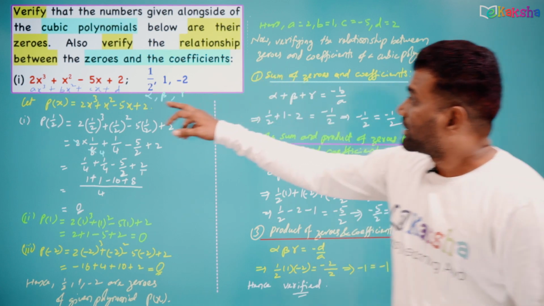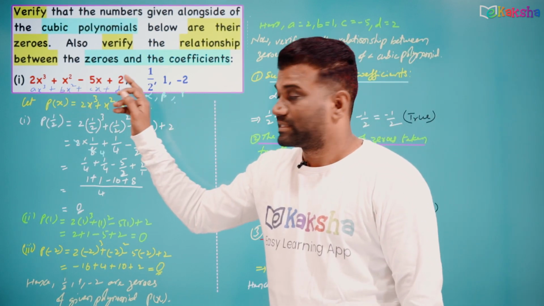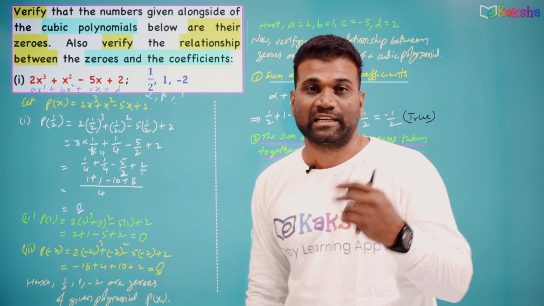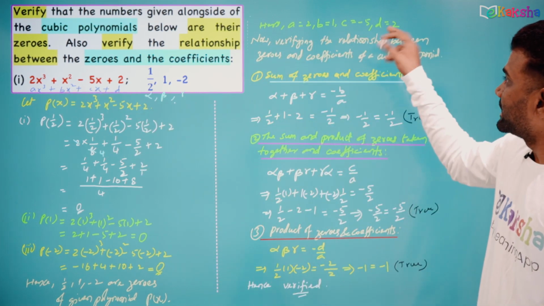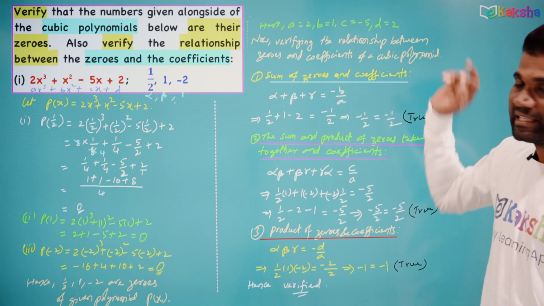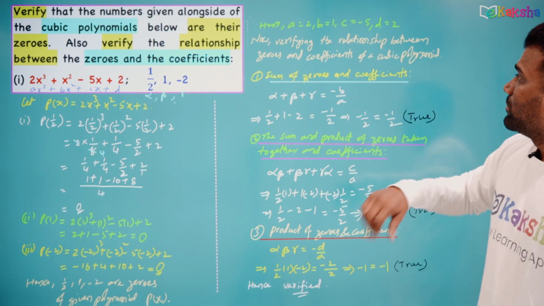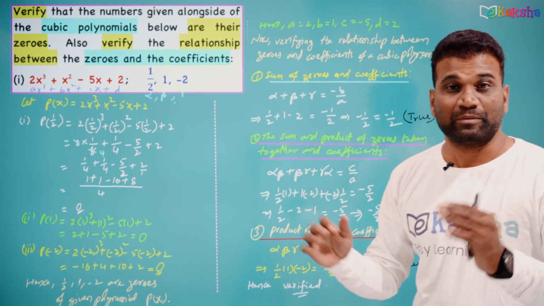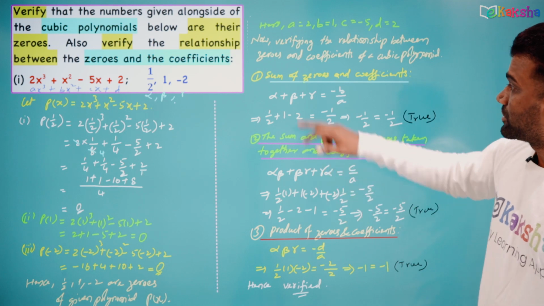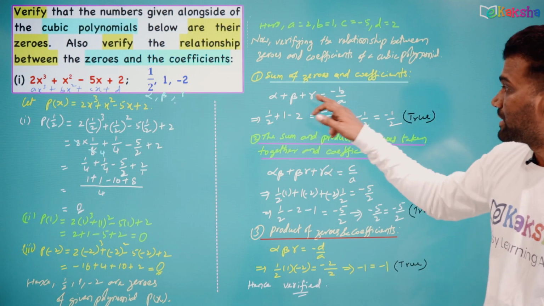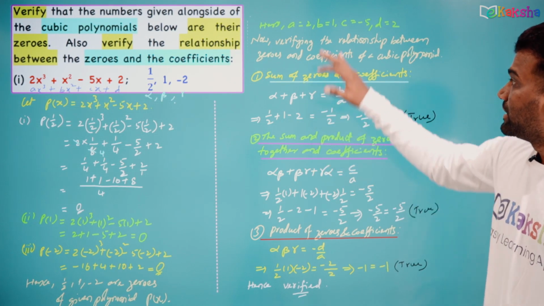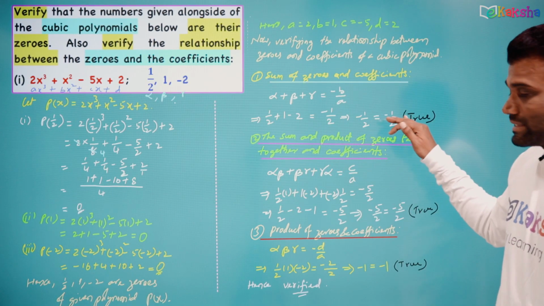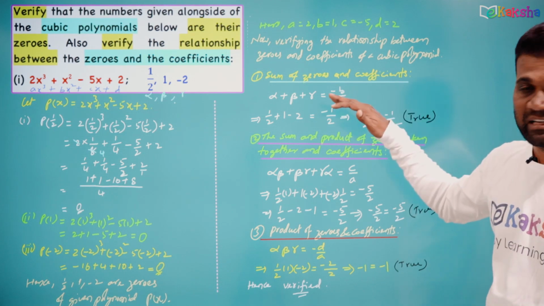On comparing the given cubic polynomial with its general form, that is ax cube plus bx square plus cx plus d, the standard form, we get a is 2, b is 1, c is negative 5 and d is 2. Now we have verified the relationship between zeros and coefficients of the cubic polynomial. We have three relations here. The first one is the sum of zeros and coefficients, that is alpha plus beta plus gamma equals minus b upon a. On substituting zeros and coefficients, we got the same values, so this relation is verified.